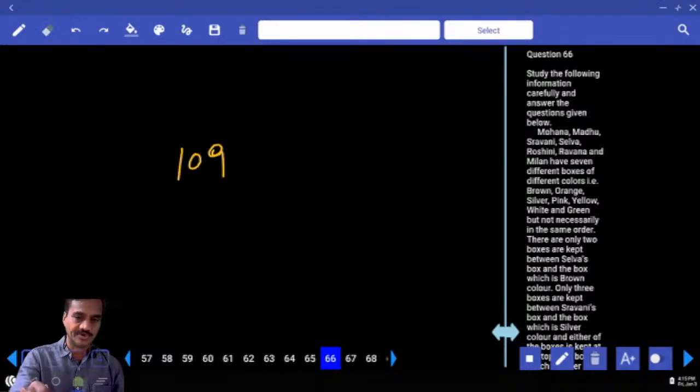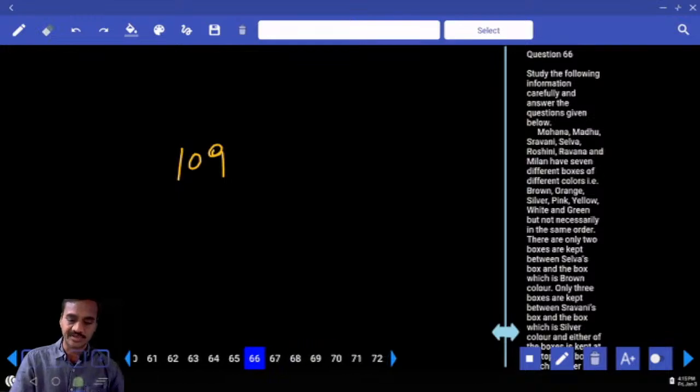Now paper number 109, SBI Clerk Prelim. Now question numbers 66 onwards. Now tell me, do 66 to 70 come under the first or the second priority? Definitely under the second priority, because it is based on boxes and at the same time a parameter is also added to this one. Definitely under the second priority.